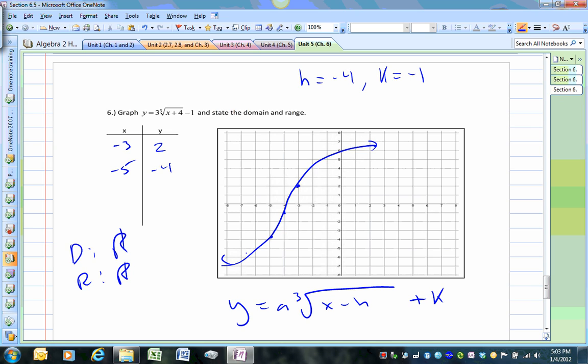Okay, that's how your graph should look for that one. And we see that it's vertical stretch by 3, 4 left, and 1 down. We need to do the comparison.